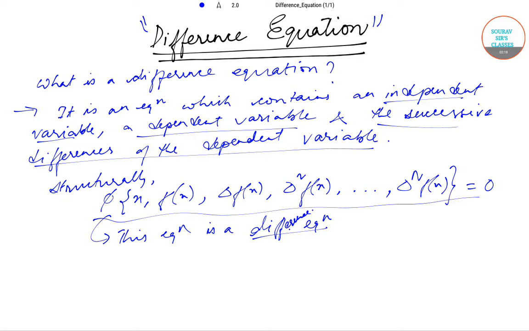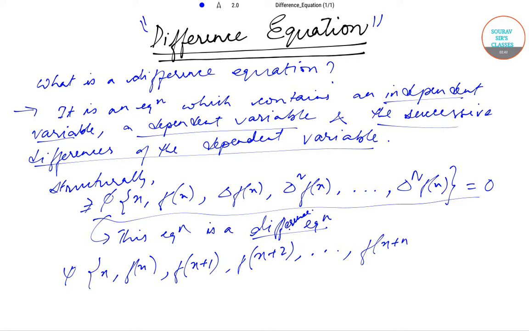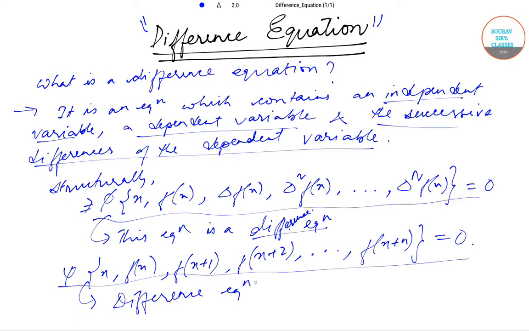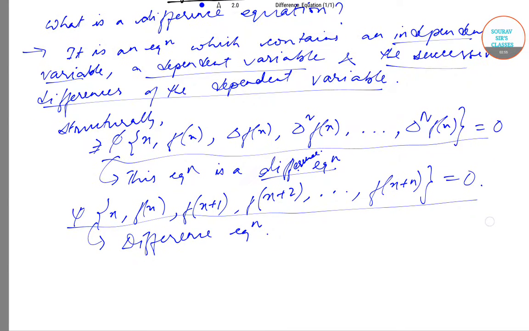So as you can see, this entire structure can be rewritten in the form of psi of x, f of x plus 1. Basically del of f of x we can write as f of x plus 1, then del square f of x we can write as f of x plus 2, and that will go on up till f of x plus n, which is equal to 0. So this structure is also a difference equation.